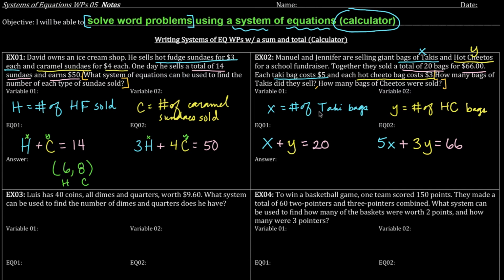3 and 17. So 3 is the number of Taki bags, and the 17 is the number of Hot Cheeto bags.